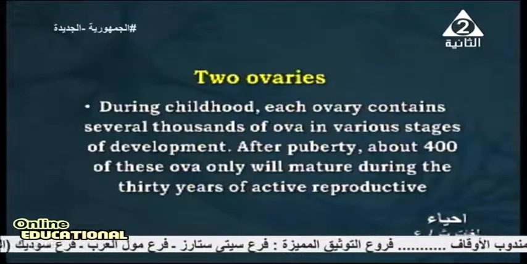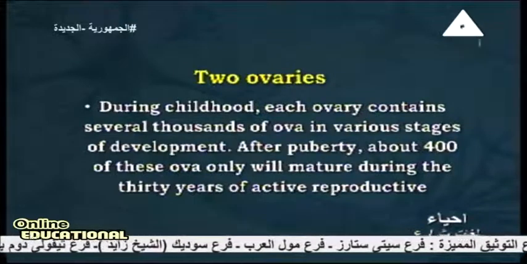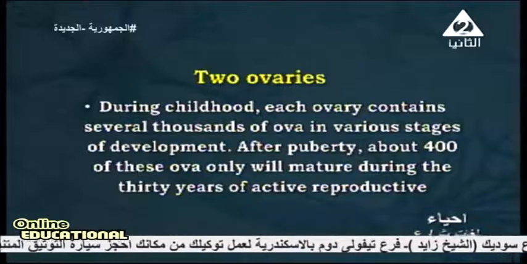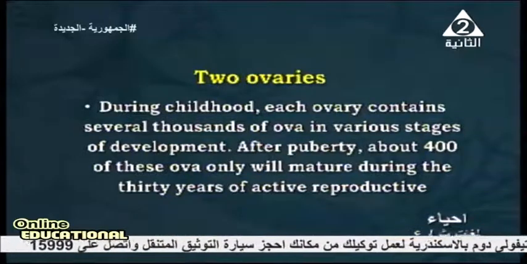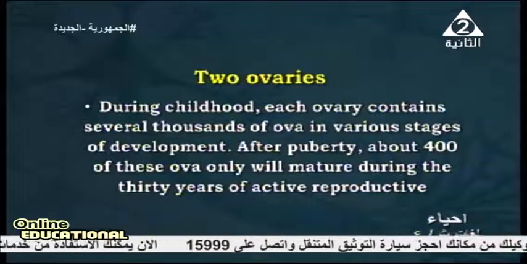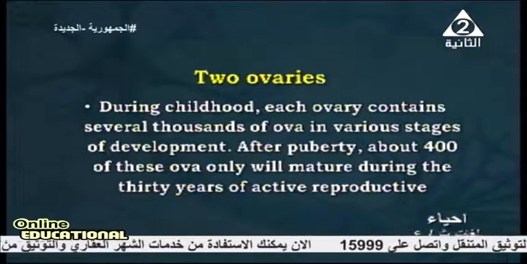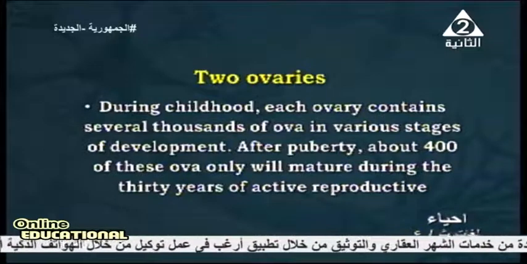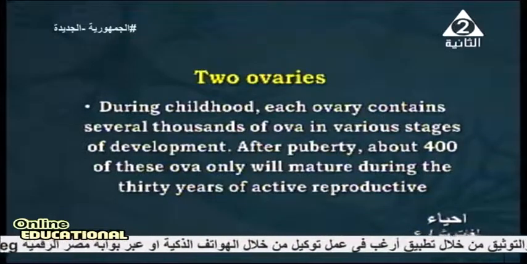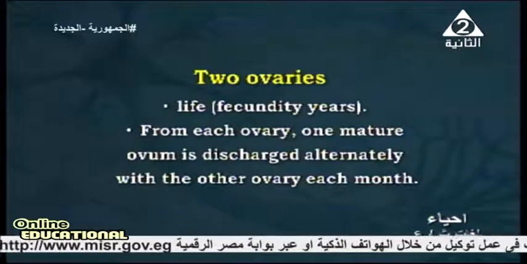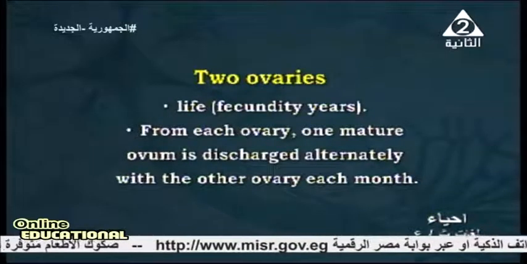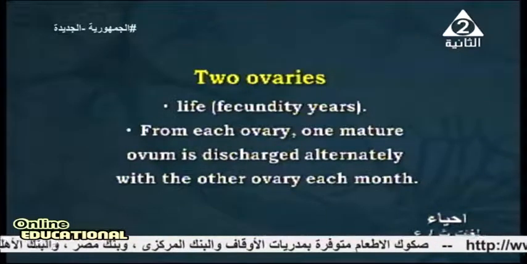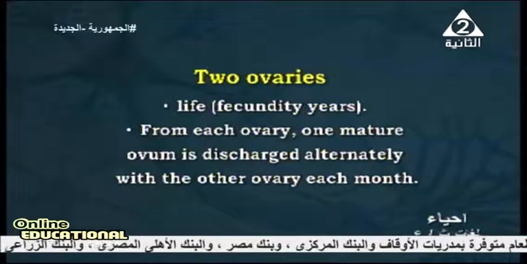During childhood, for the female, each ovary contains thousands of ova. This may reach about 400 ova until maturity. These 400 ova are released during about 30 years of active reproduction. From each ovary, one mature ovum is discharged, alternating with the other ovary each month.